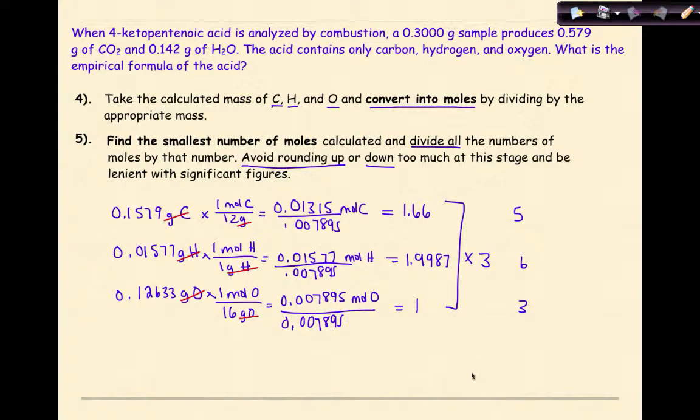So my final answer here for my empirical formula is going to be C5H6O3. And to be honest, the majority of the time, these are going to be close to whole numbers, so you won't have to do this step. But I thought I'd show that to you anyways, just so you had an idea of what to do with it. And we'll look at more examples of that.